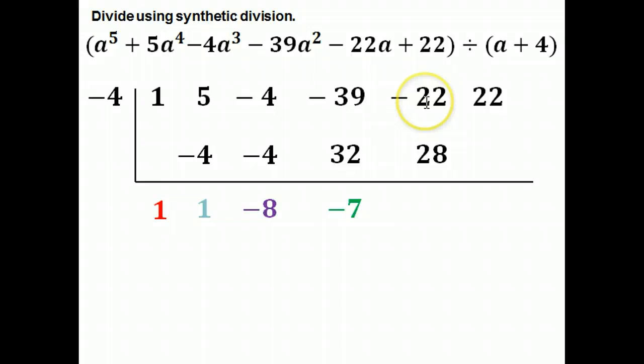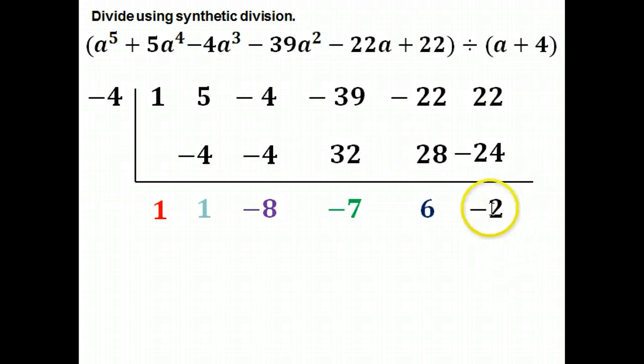Okay, so we've got negative 22 plus 28 would give us a positive 6. So we'll see that here. Negative 4 times positive 6 would give me a negative 24. We'll see that here. Okay, now that I've got the negative 24, I'm going to combine these two. 22 minus 24 would give me a negative 2.